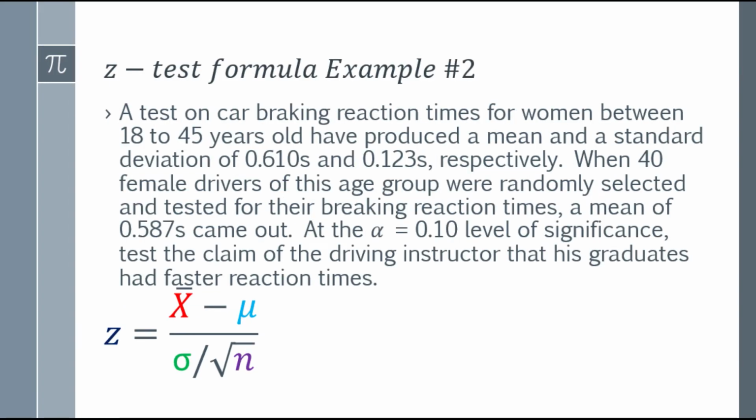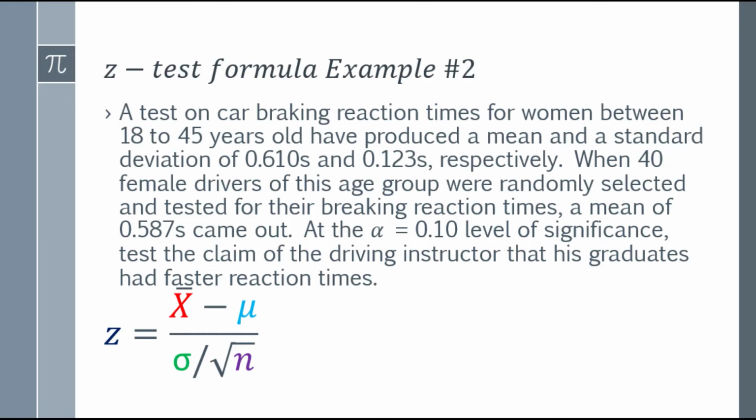Alright, so next one, Z-test formula, example number 2. A test on car-braking reaction times for women between 18 to 45 years old have produced a mean and a standard deviation of 0.610 seconds and 0.123 seconds respectively. When 40 female drivers of this age group were randomly selected and tested for their braking reaction times, a mean of 0.587 seconds came out. At the level of significance 0.10, test the claim of the driving instructor that his graduates had faster reaction times.